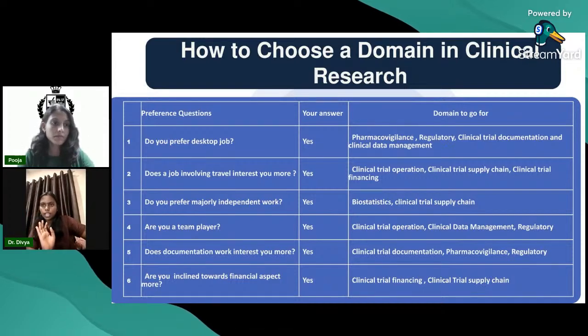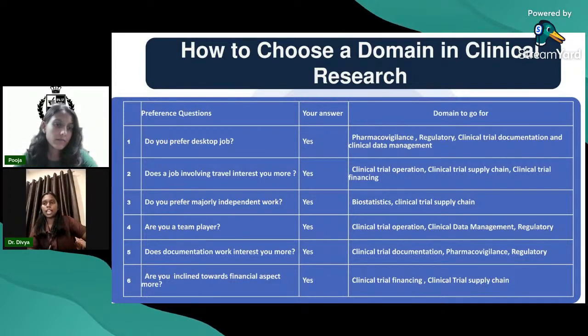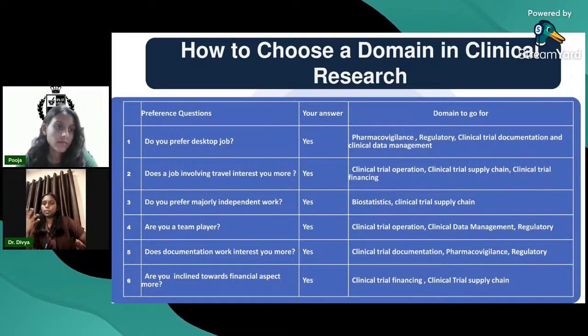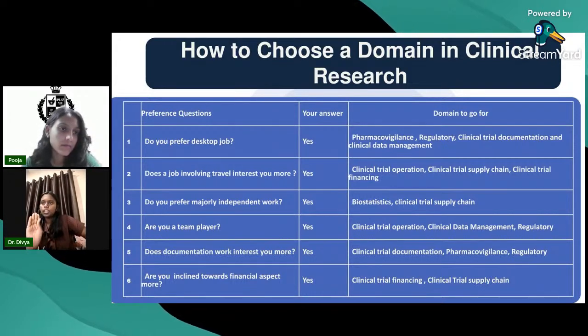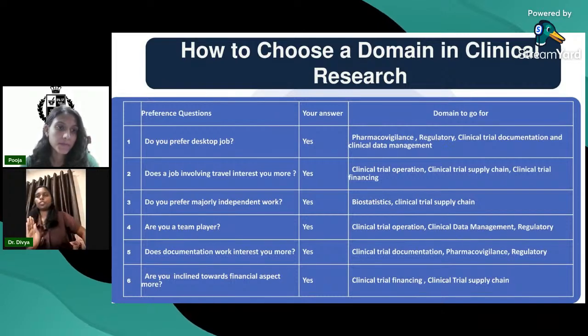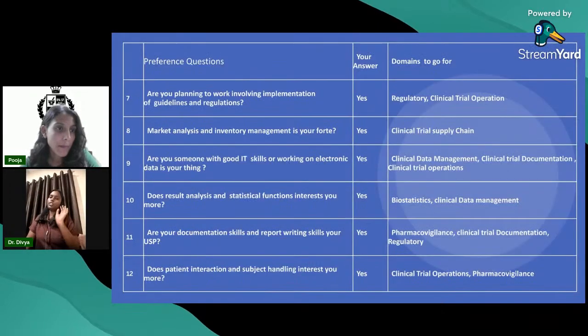The sixth question is, are you inclined towards financial aspects more? If you are good with financial decision making, financial terminologies, then tick into the box of clinical trial financing and clinical trial supply chain, because these two fields involve financing. Next slide, please. Please tick into the boxes when your answer is yes.